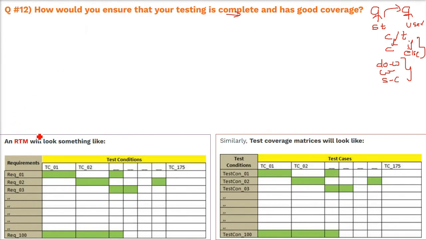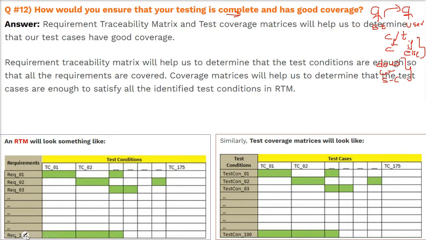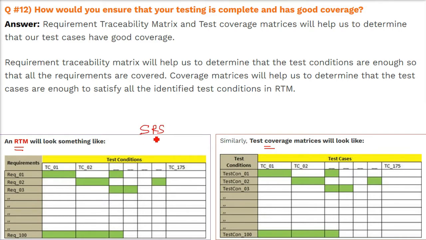We'll look at RTM. For good coverage, we'll look at the testing coverage matrices. So the RTM is all about the requirement traceability matrix, and the testing coverage matrix is going to help us to determine the good coverage, that our test cases have actually covered all. So this requirement traceability matrix will help us to determine that the test conditions are enough so that all requirements are complete. So this traceability matrix is all about the user requirement, the SRS, that the user requirements have been fulfilled with respect to the test cases, that these test conditions are enough to cover the requirements.